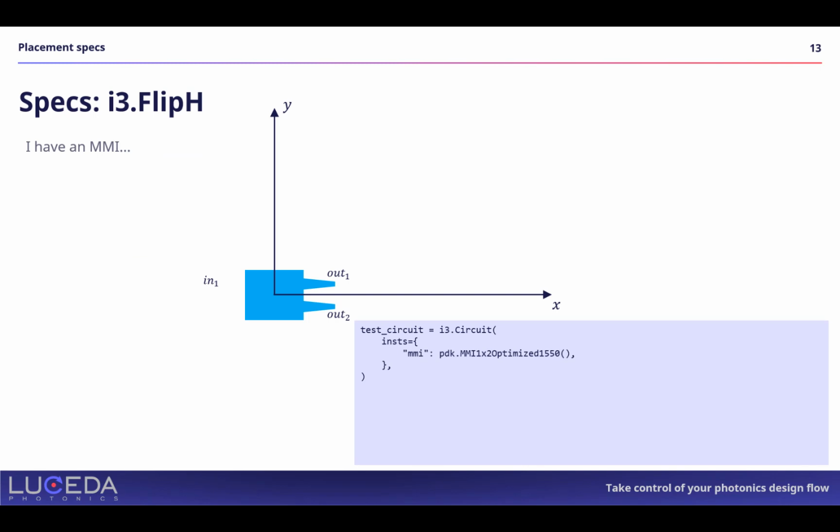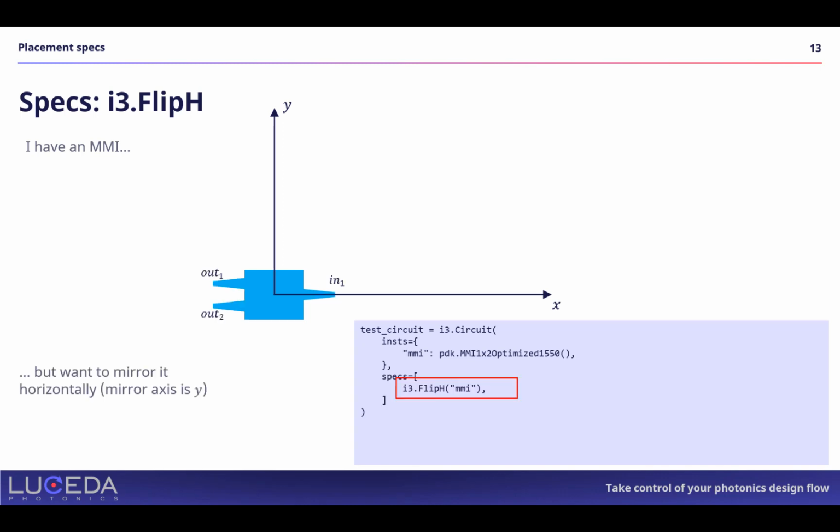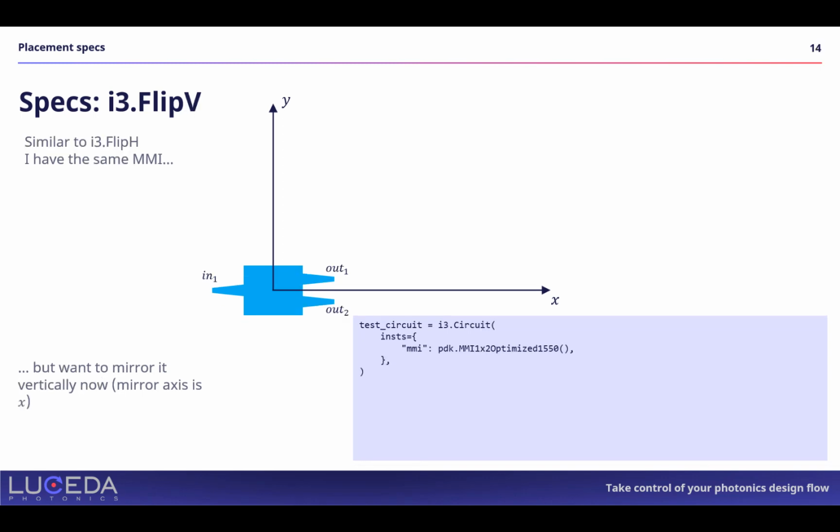In this example, we have an MMI centered at the origin with the output ports on the positive x-axis. If we want to mirror it horizontally, we can use the i3.fliph method. We can also do this in the vertical direction by using i3.flipv. This time the mirror axis is the x-axis.